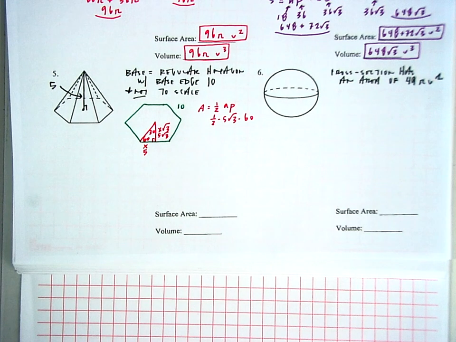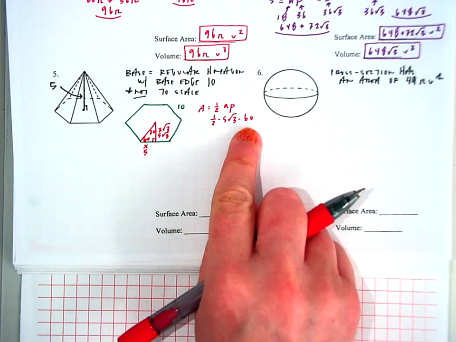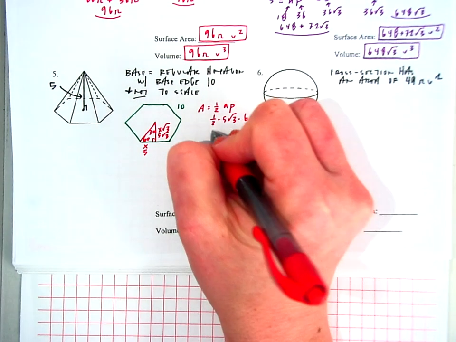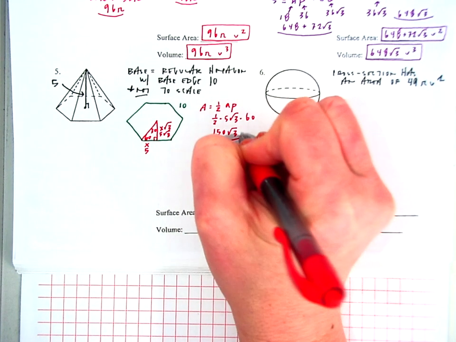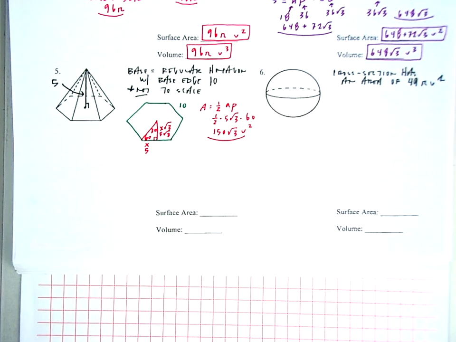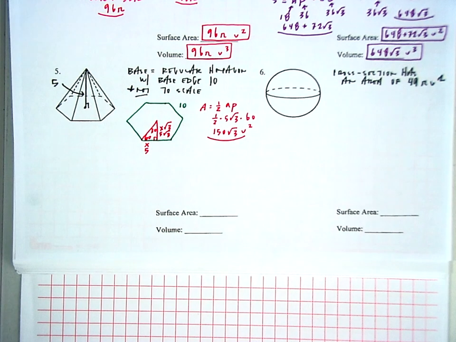And then, let's see, I think I did that wrong. Half of 60 is 30. 30 times 5 is 150. There we go. 150 root 3 units squared would be my base area. So I'm just looking at that part first, because I know that, again, I need to get that part correct in order to get surface area and volume correct too.